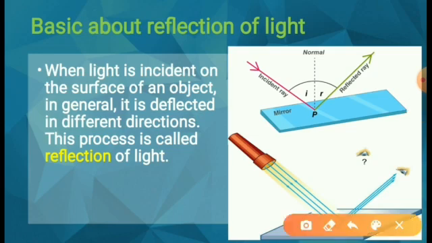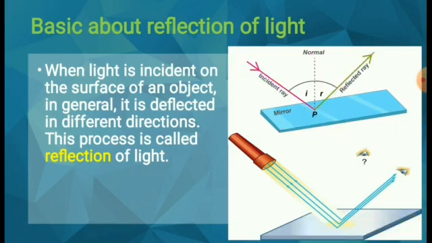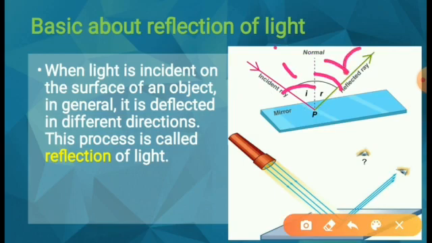See the object, this is the mirror, and when the ray of light is incident on it, it is called the incident ray, and after striking this point it gets reflected back, so it is called the reflected ray. And this is the normal which is drawn at 90 degrees. So this will be the angle of incidence I, and this is the angle of reflection R.